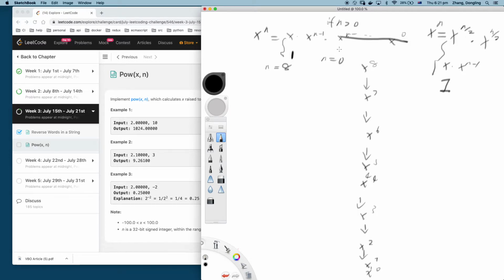But in here, if we use n and halve it, then if n is an odd number, you could calculate the power of x with n divided by 2, and this is your x, then just x times x. And until the last one, just give the last x to it in here.